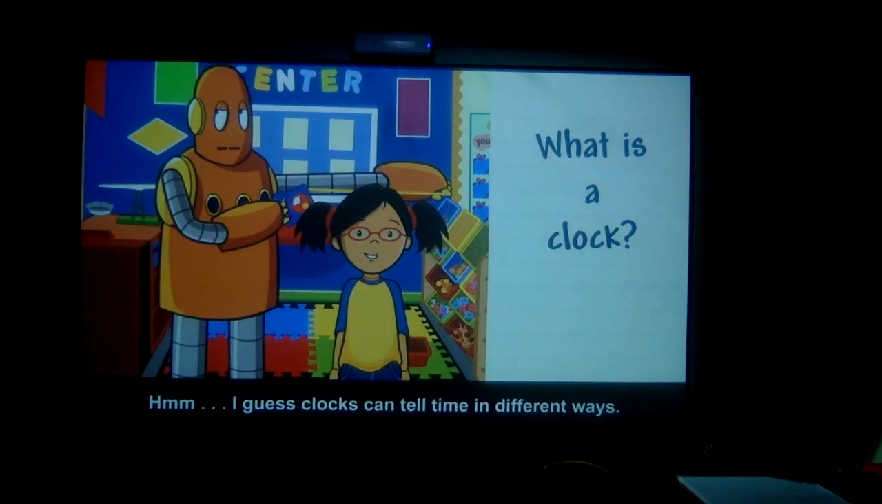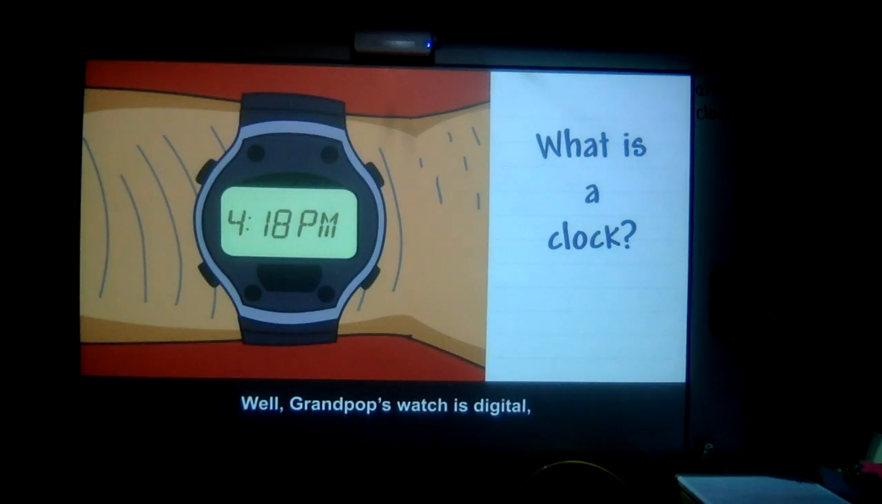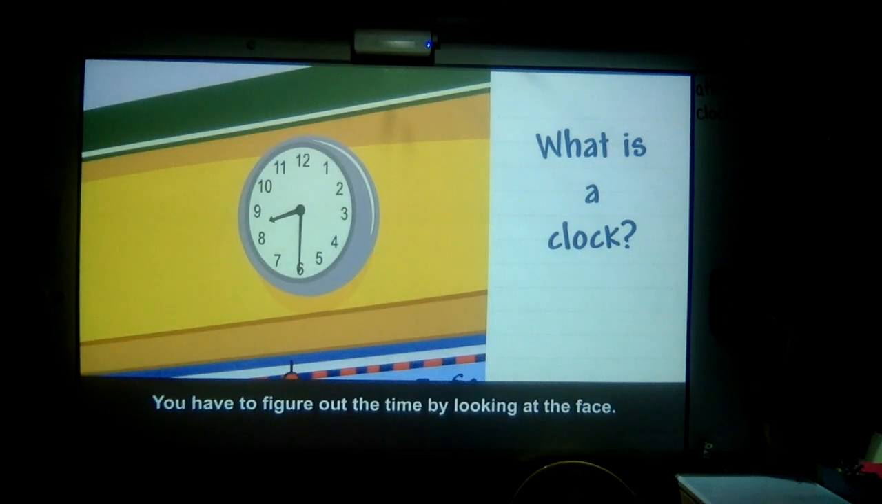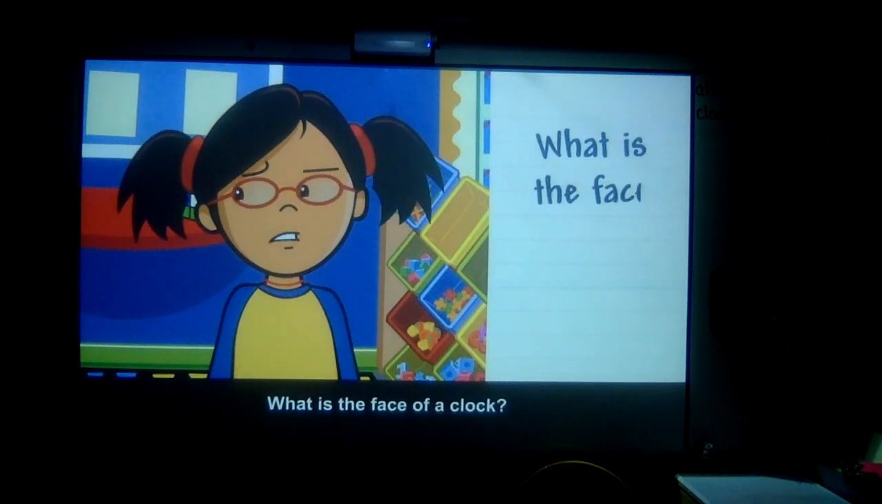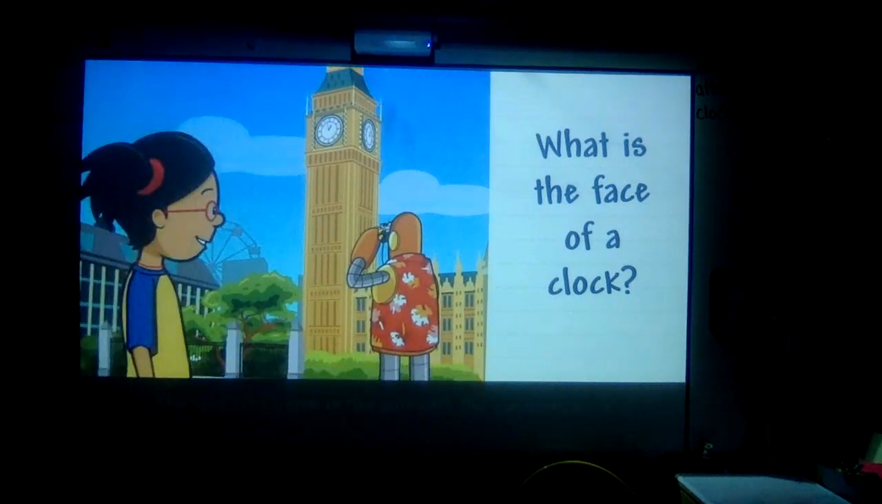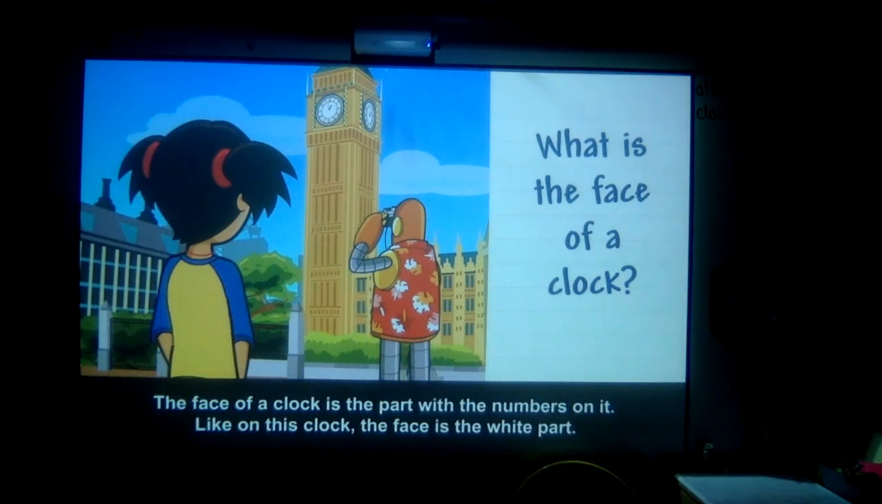I guess clocks can tell time in different ways. Well, Grandpop's watch is digital, and the time is written out in numbers. And Mr. Patchouli says the clock in our classroom is analog. You have to figure out the time by looking at the face. What is the face of a clock? The face of a clock is the part with the numbers on it. Like on this clock, the face is the white part.